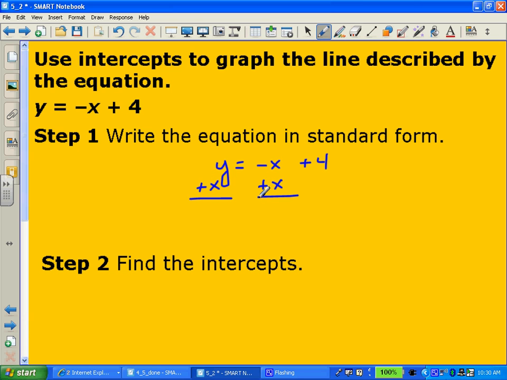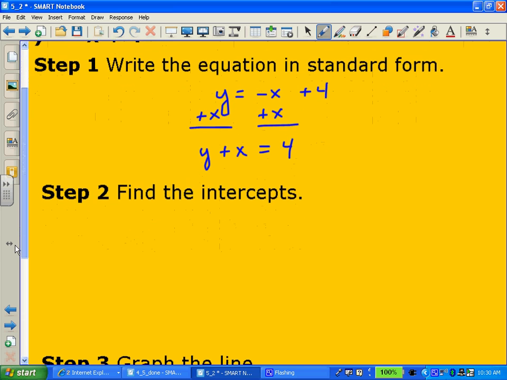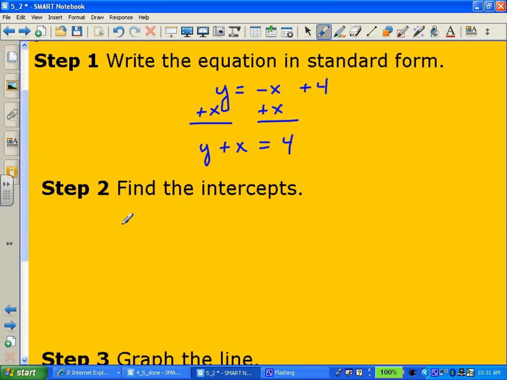over to this side. So since it's a -x, I'm going to add it. So then I have y plus x equals 4. Now it's in standard form. So now I can find the intercepts.